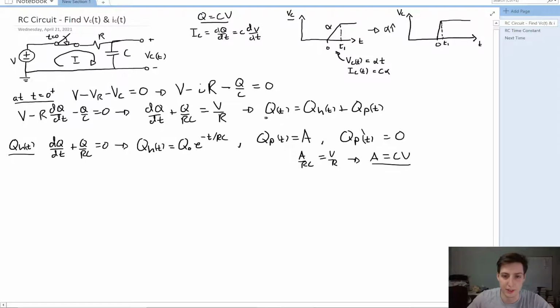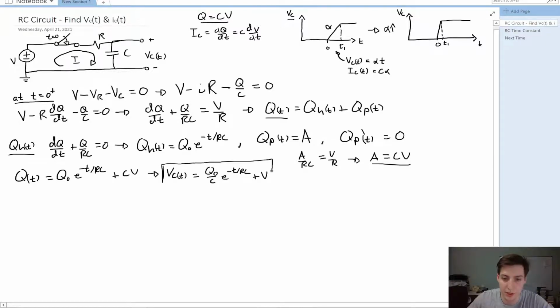So now we can solve for the total solution and say that Q of t is equal to Q naught e to the minus t over RC plus CV. We can divide by C, and we see from up here that Q divided by C is just going to be the voltage over the capacitor. So we say V_C of t is equal to Q naught over C e to the minus t over RC plus V.